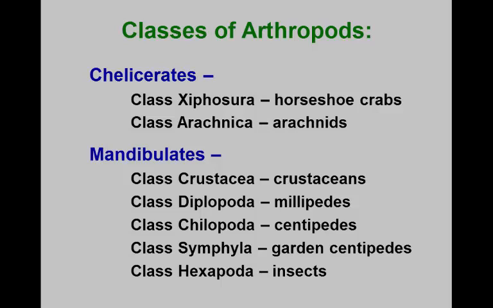Now, in these mandibulates, again, there's some other classes of mandibulates. They're usually pretty rare and not easily found, but the ones that we're going to take a look at are these primary ones here. The crustacea, that includes things like the sow bugs, the pill bugs. The crustacea you're familiar with are crabs, lobsters, and shrimp. But there's plenty of other crustacea. Most of the crustacea live in the ocean. And the crustacea is the second largest group of the arthropods. The largest group, of course, are the hexapoda, or the insects.